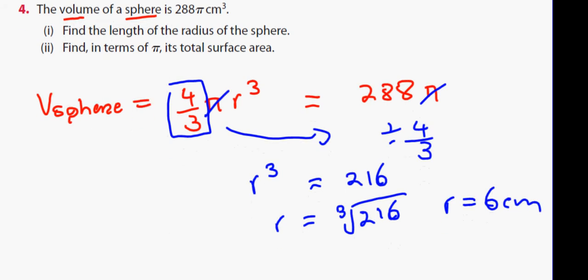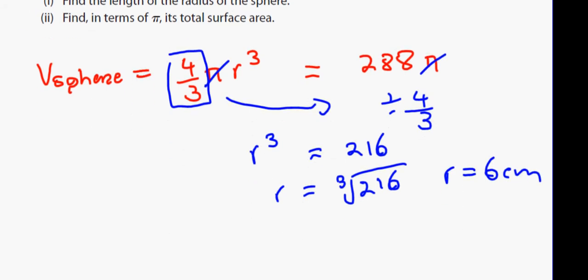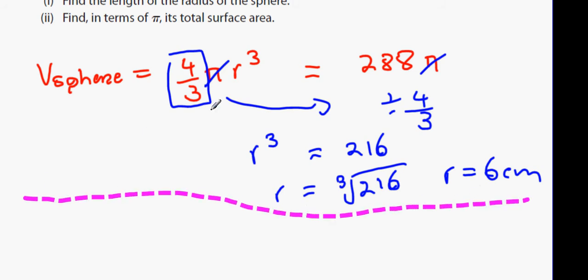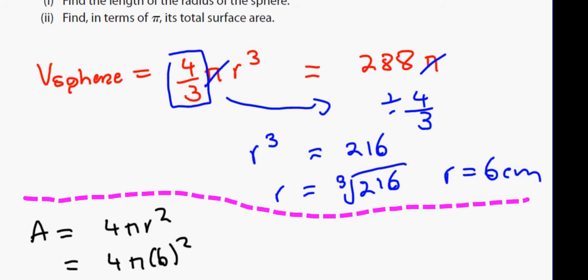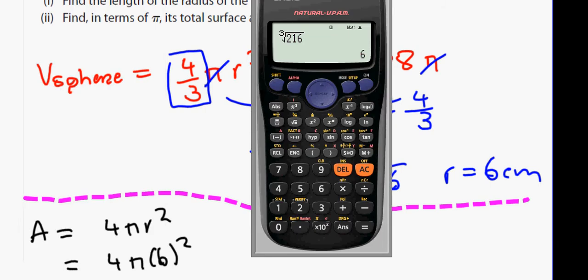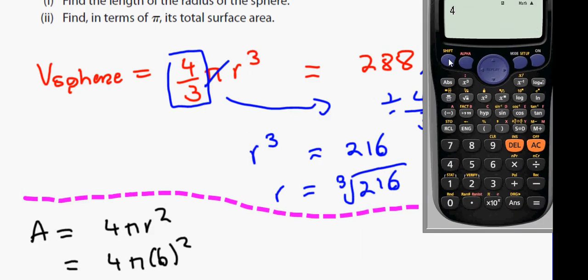Now, part 2. Find in terms of pi the total surface area. It's the surface area of a sphere. Surface area of a sphere is 4 pi r squared, which is 4 pi multiplied by 6 squared. What you get there is 144 pi.